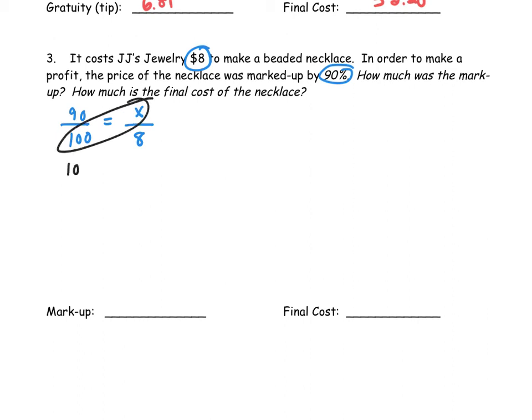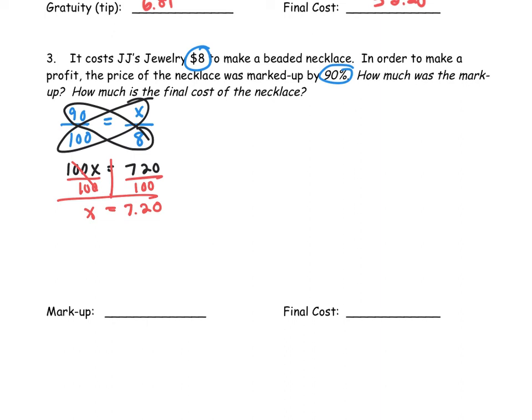100 times X equals 720. And when we go to solve, we're going to divide by 100, divide by 100, and our answer is X equals 7.2. So this is money, and so we want to attach a 0, so $7.20.